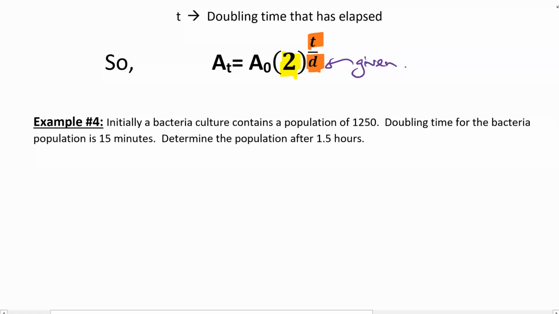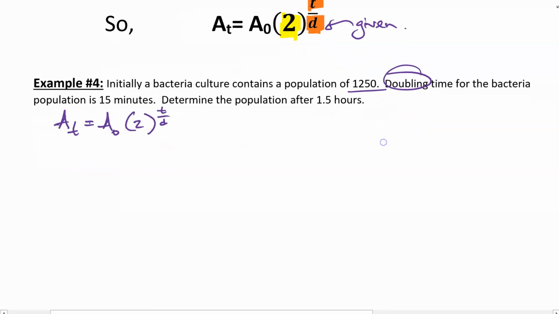Example 4. Initially, a bacteria culture contains a population of 1,250. Doubling time for the bacteria population is 15 minutes. So determine the population after 1.5 hours. So we are talking about doubling. So let's start off, if you want to write out the formula. And we are going to double this, T over D. Okay, and let's see what ingredients we got.